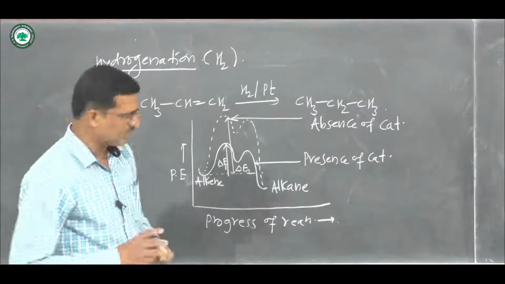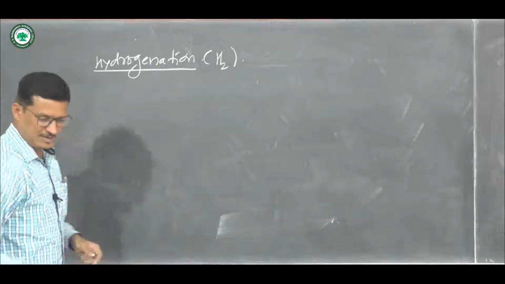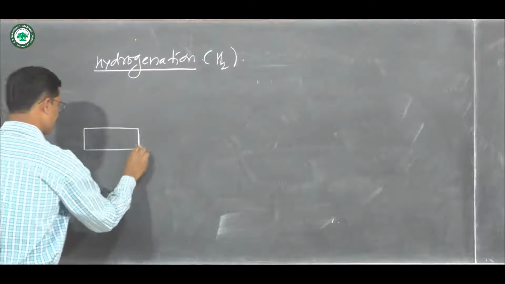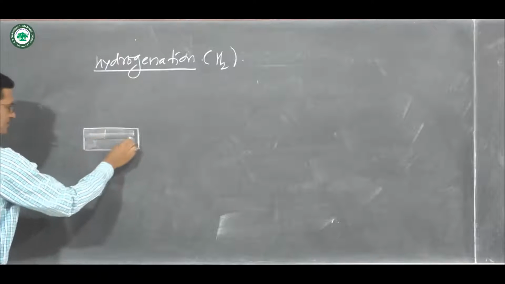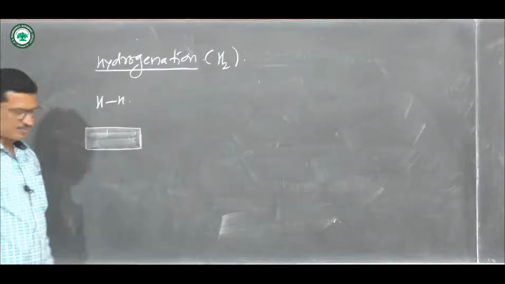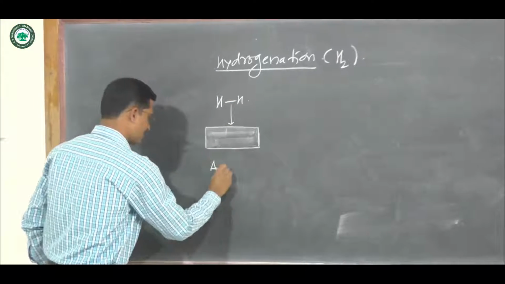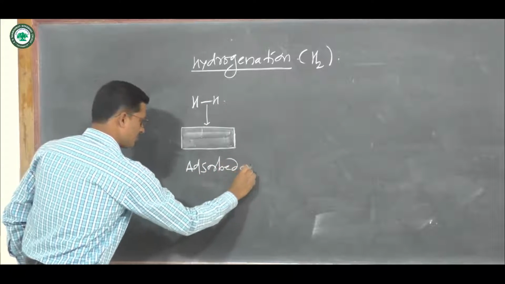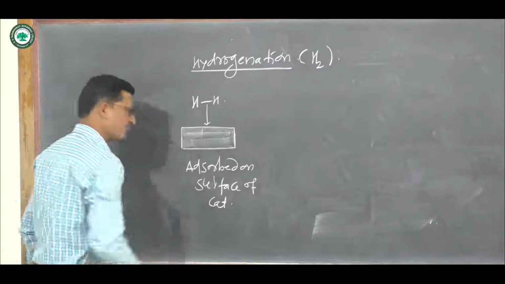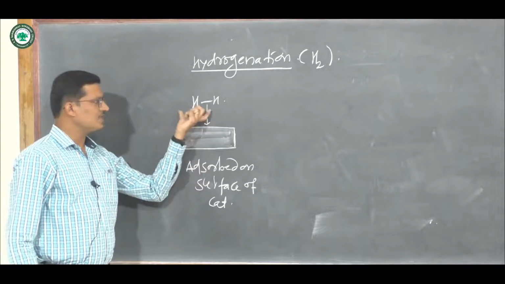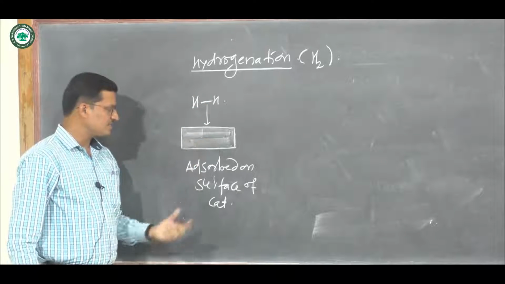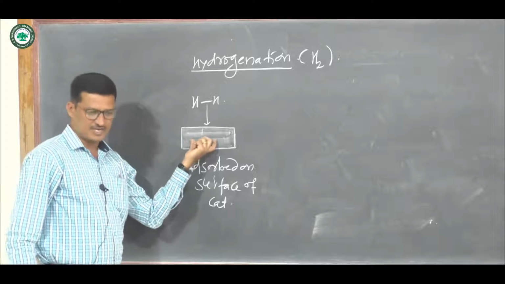Then what is the mechanism of this reaction? Means actually what happens when we use a catalyst. So we take, suppose this is your catalyst, and when we carry out the reaction in presence of catalyst, this is your hydrogen. So in first case what happens, this hydrogen is adsorbed on the surface of catalyst. So that is the first step. When you take your alkene, then we bubble the hydrogen, H2 gas, there is a catalyst. So this hydrogen first adsorbs on the surface of the catalyst.